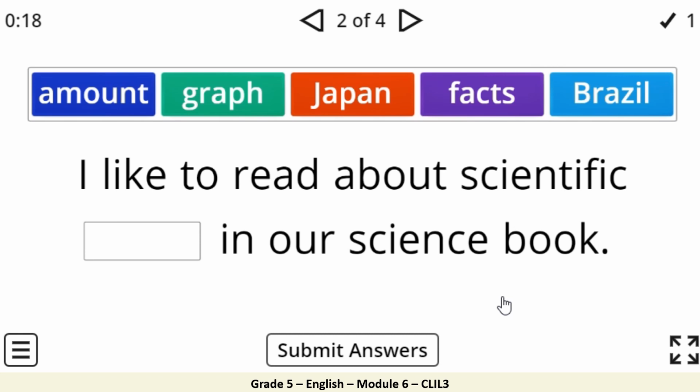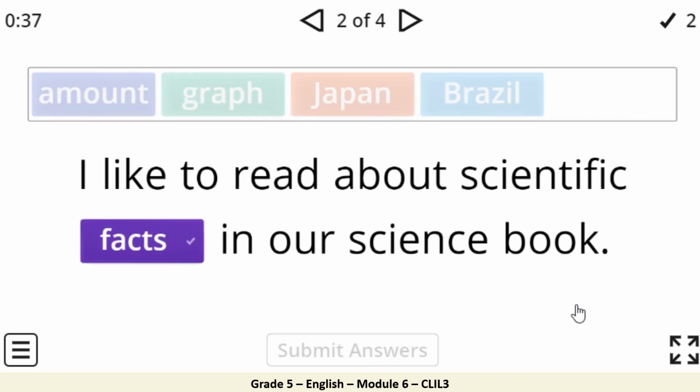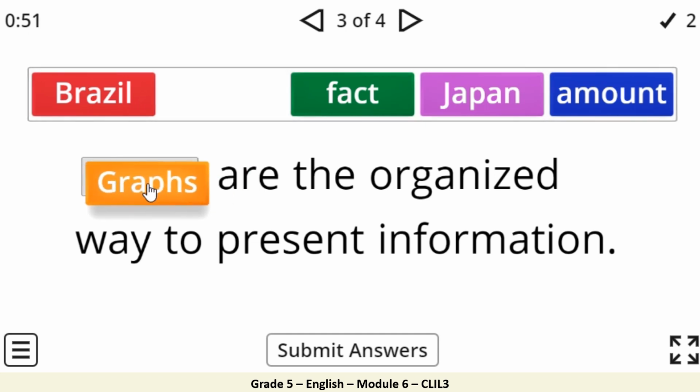Number 2. I like to read about scientific blank in our science book. Amount, graph, Japan, or facts? Let's check. Good job. Number 3. Blank are the organized way to present information. Brazil or graphs? Let's check.